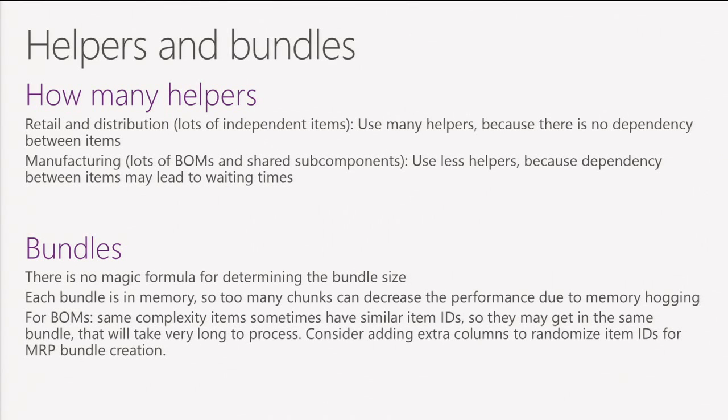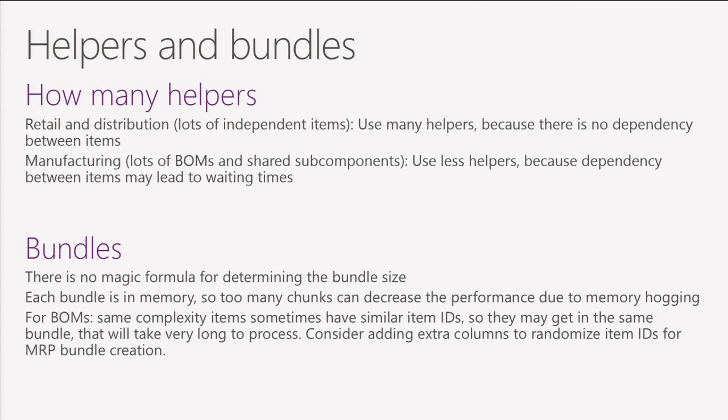And something that we learned on customer environments is that they had BOMs. And their items, of course, the item number, it had a meaning. So similar items that were very complex had similar names. And what was happening is that a helper was taking a bundle, and this bundle contained all the complicated items, all the deep BOMs. And this helper was processing these high complexity items for a very long time, and all the other helpers were sitting and waiting for this one to finish.